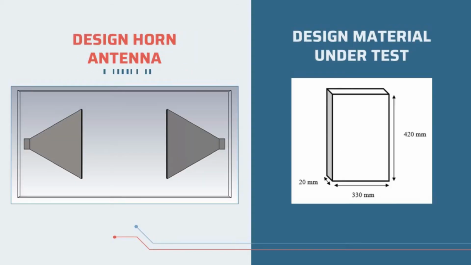Two horn antennas are used in this simulation. One horn antenna acts as the transmitter and the other one acts as the receiver. The horn antennas are designed facing each other in the CST Microwave Studio software.